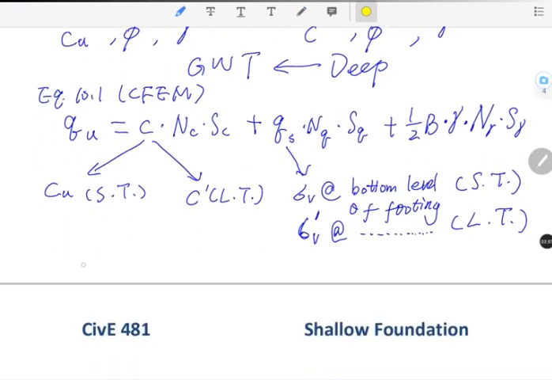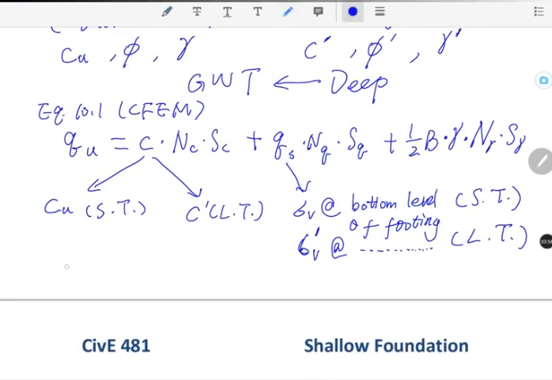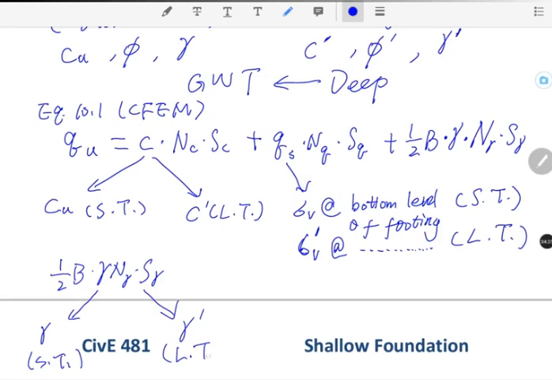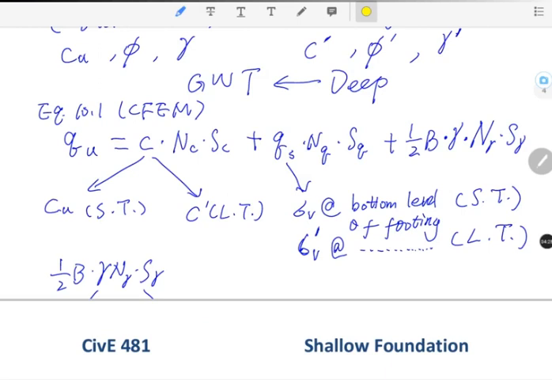And the last term, gamma in this equation, gamma times N gamma. The determination of this gamma is gamma for short term and gamma prime for long term.